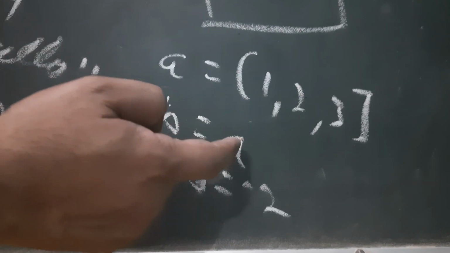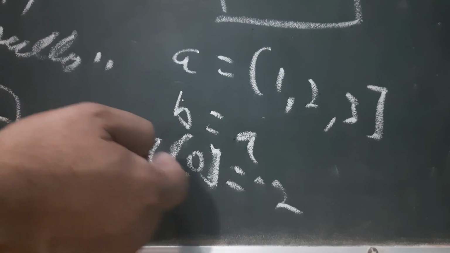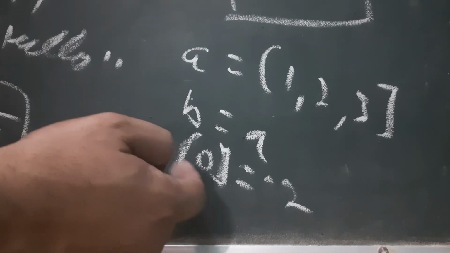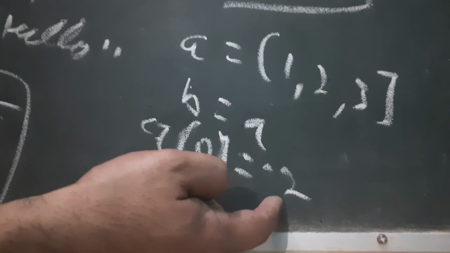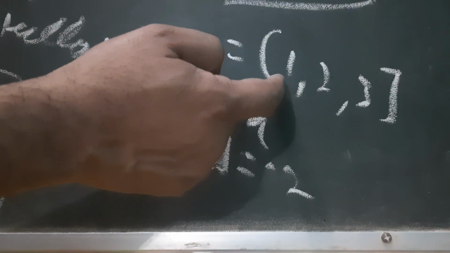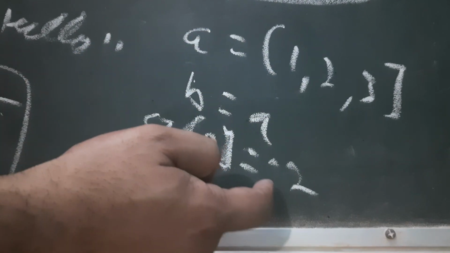So b has reference to a. So when you try to change the value of one of the indexes of a through this indexing operation to be -2, means the zeroth element, which is the first element of the list, is changed to -2.